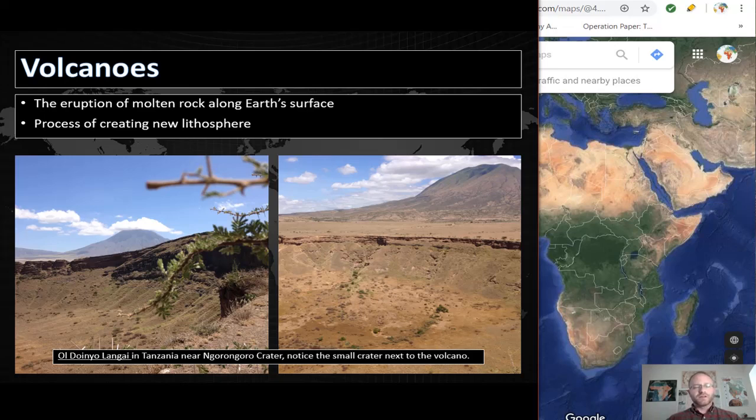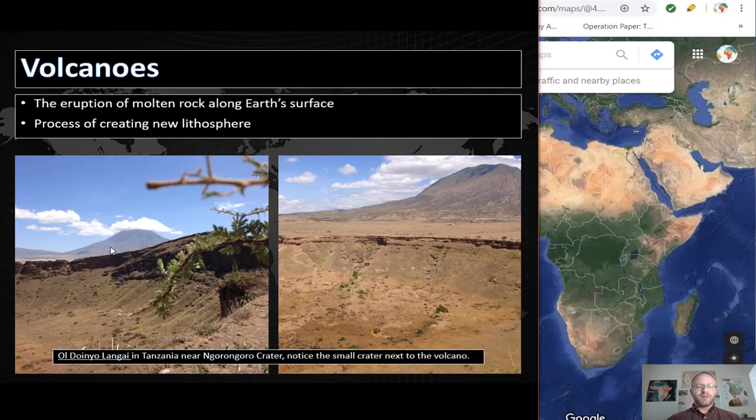Now, a volcano occurs when molten rock erupts from the Earth's surface and results in the creation of new lithosphere. Stratovolcanoes, like the one shown here in this picture and here in this picture, are explosive and emit amounts of lava, ash, and pyroclastic flow, resulting in the sandy surface you see in both of these pictures. Now, the volcano, these are the same volcanoes but from different angles, is Oldonyo Lungai.